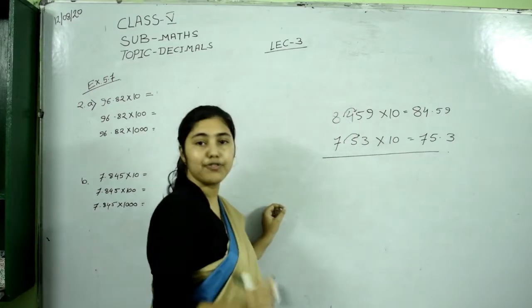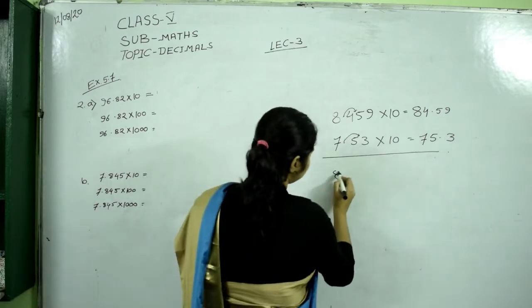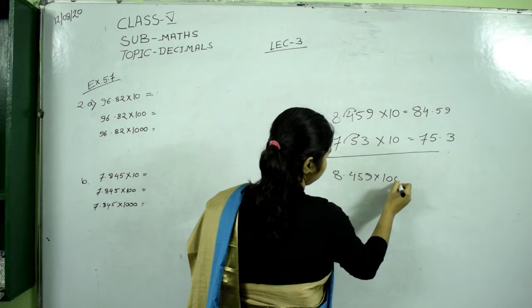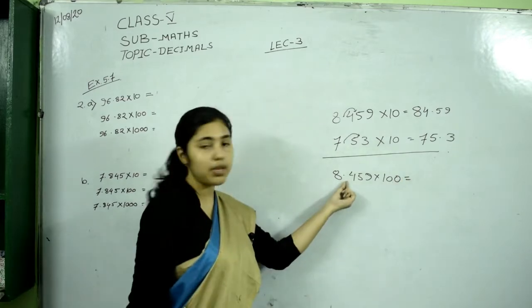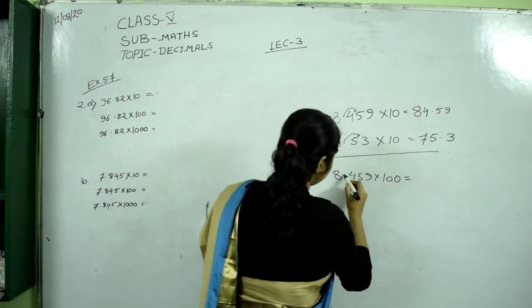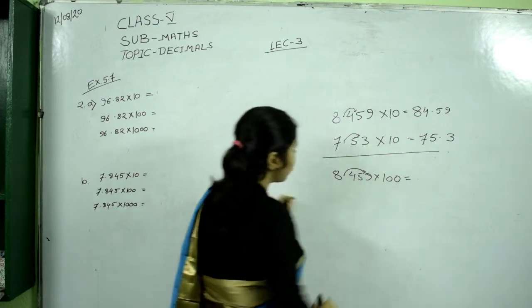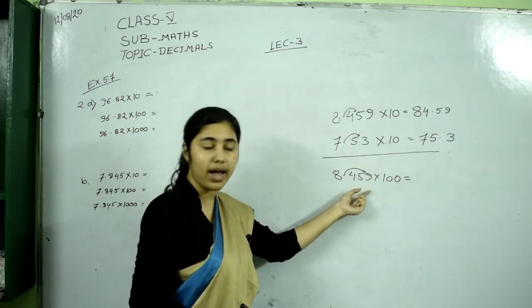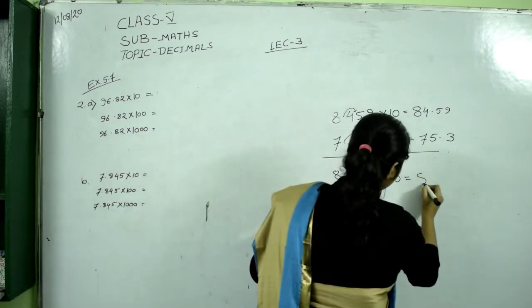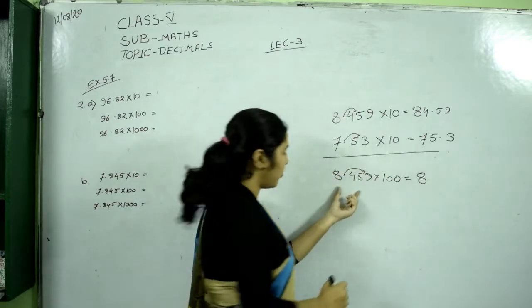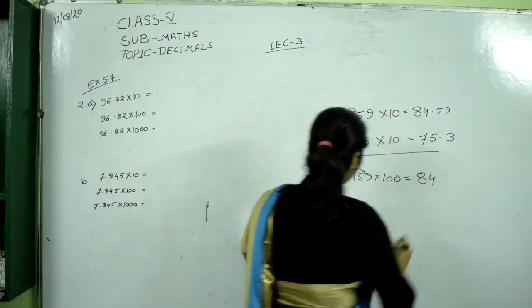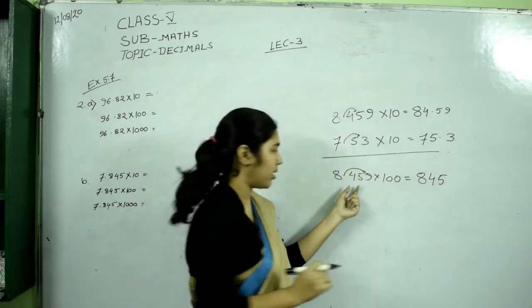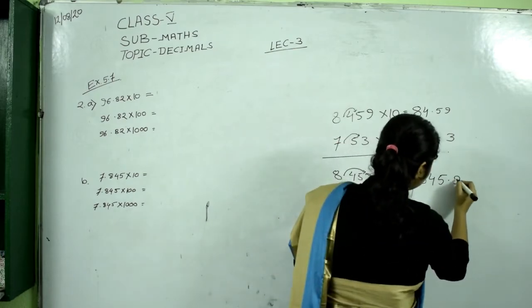Again, if we multiply the same number with 100, the decimal point shifts two decimal places to the right. So our product will be 845.9.